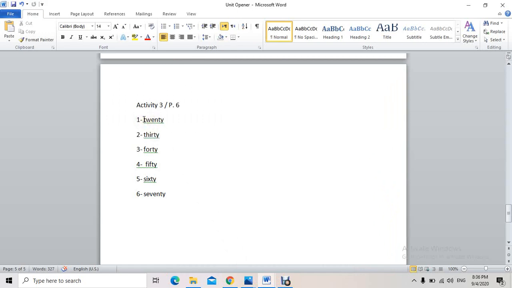So 1. There are 20 children in our class, for instance. Number 2. There are 30 boys. 3. There are 40 girls. 4. There are 50 chairs. 5. There are 60 desks. Number 6, and finally, there are 70 books.